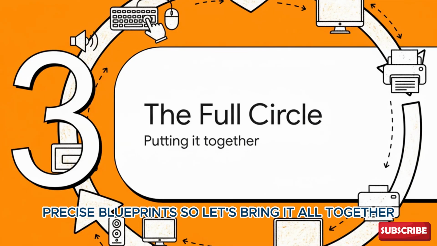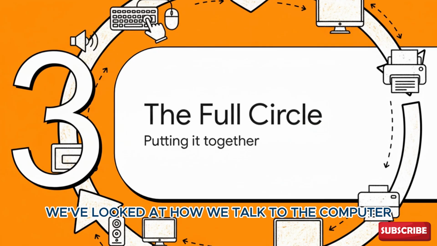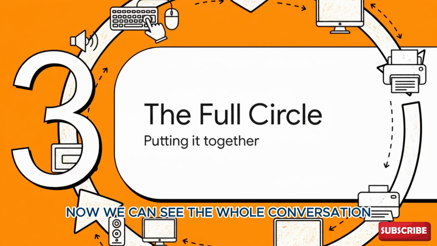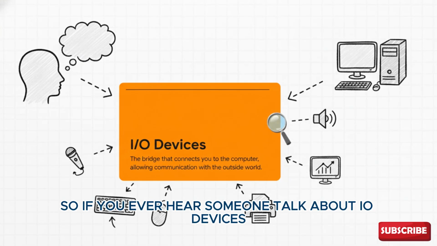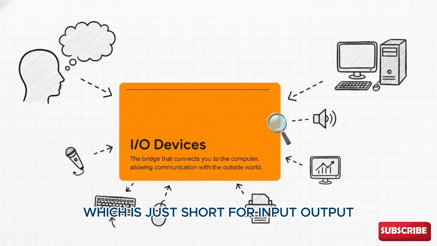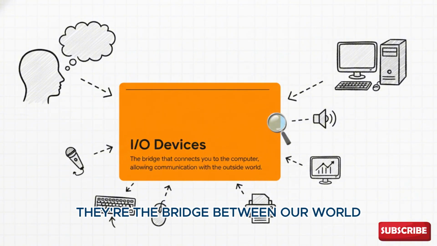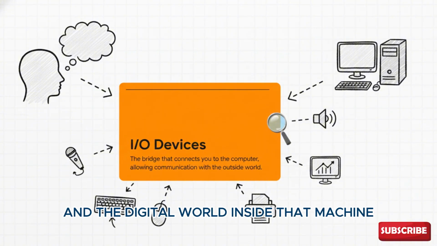So, let's bring it all together. We've looked at how we talk to the computer and how it talks back. Now we can see the whole conversation, the full circle. So if you ever hear someone talk about I/O devices, which is just short for input-output, you'll know exactly what they mean. It's just the name for all the tools that make this conversation happen. They're the bridge between our world and the digital world inside that machine.